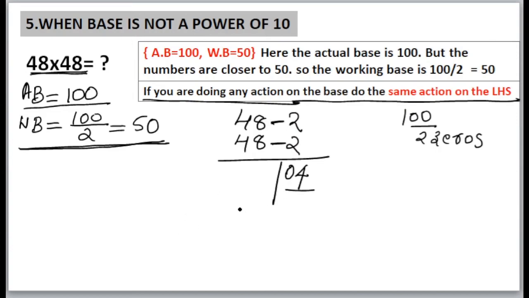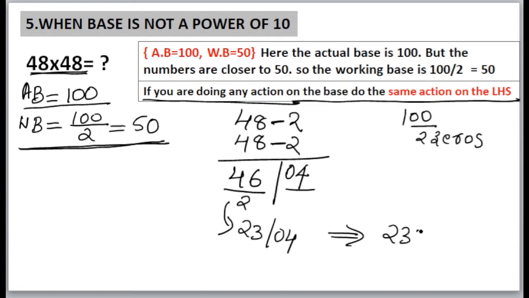And 48 minus 2 is equal to 46. But you have performed an action on the original base, that is 100 by 2. So divided by 2 is your action. You will perform the same action, divided by 2, on the LHS. So our LHS is 23 and RHS is 04. And your final answer is 2304. Your final answer is 2304.